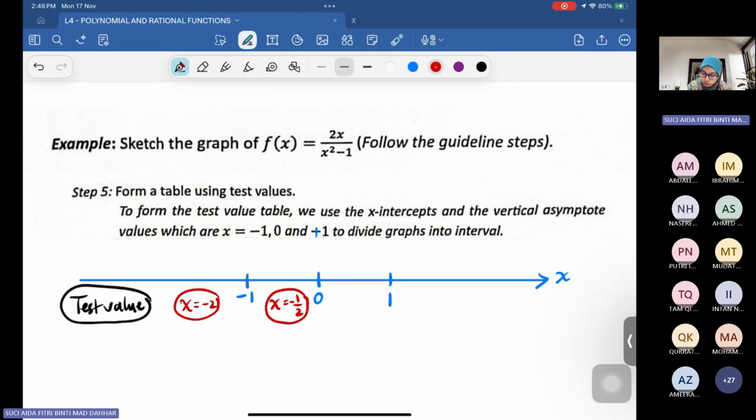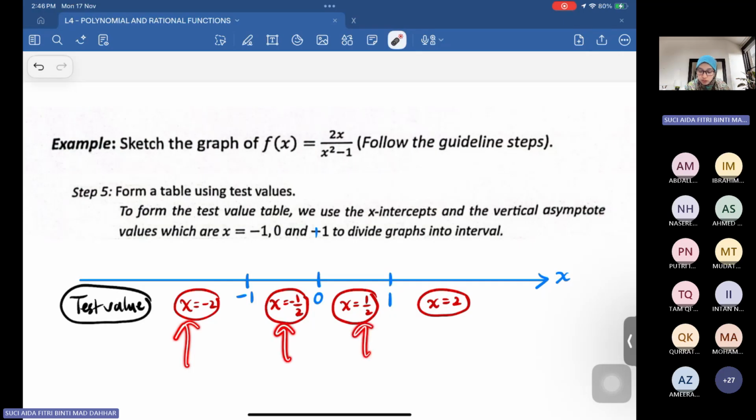Now between 0 to 1, I can pick half. And then after 1, I can pick 2 or you can pick 3. Doesn't matter. Okay, so for test values, you just pick one value in each interval.